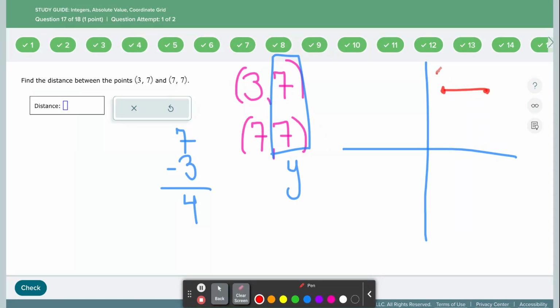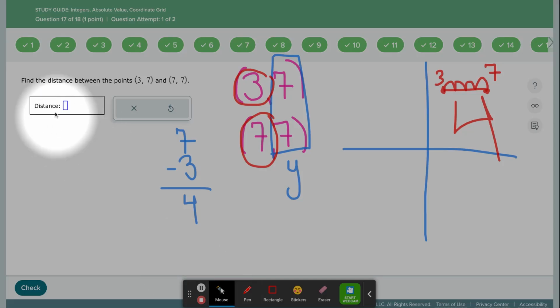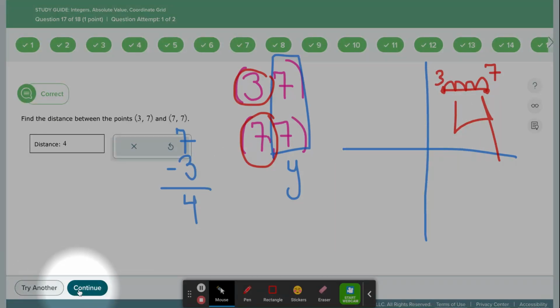Now, if this is at a 3, I went over 3, and this is at 7, I went over 7. All I'm doing is saying, how can I get from 3 to 7? 1, 2, 3, 4 hops. Okay, that's my answer: 4. Cool. So you can do it mathematically, or you can draw it out either way. You just won't get a grid.